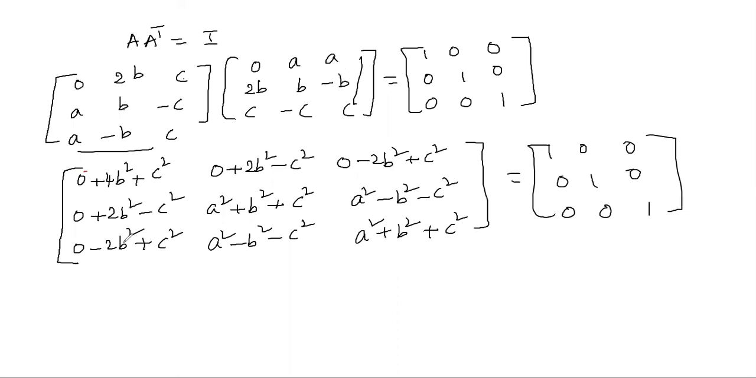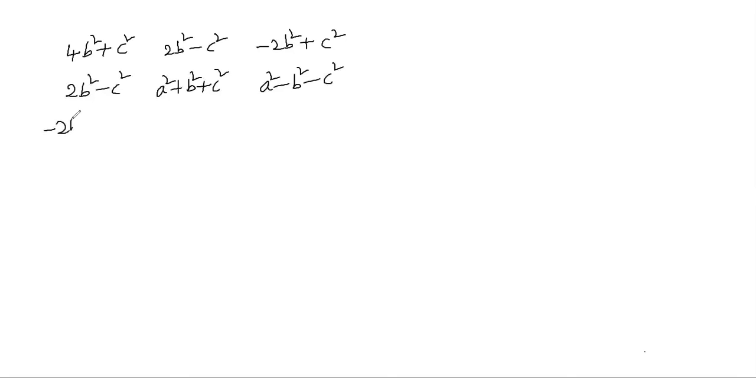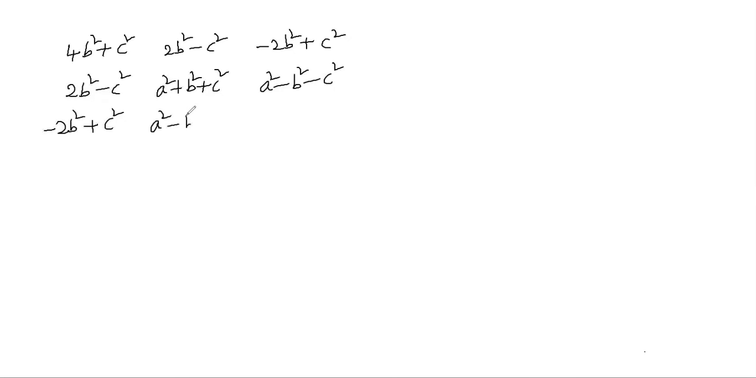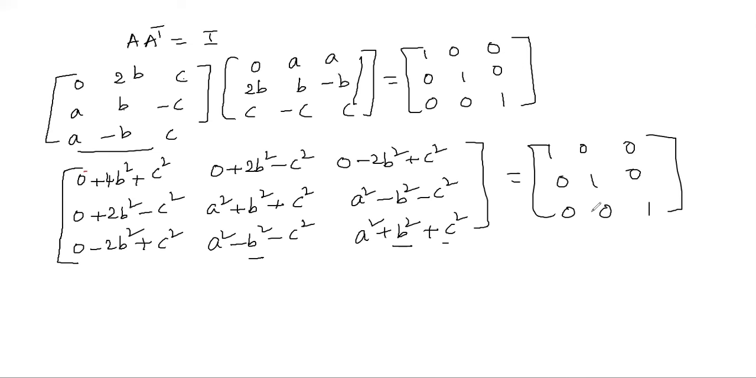Next, third row: minus 2b square plus c square, a square minus b square minus c square, a square plus b square plus c square. This is equal to, on the right side, 1 0 0, 0 1 0, 0 0 1.